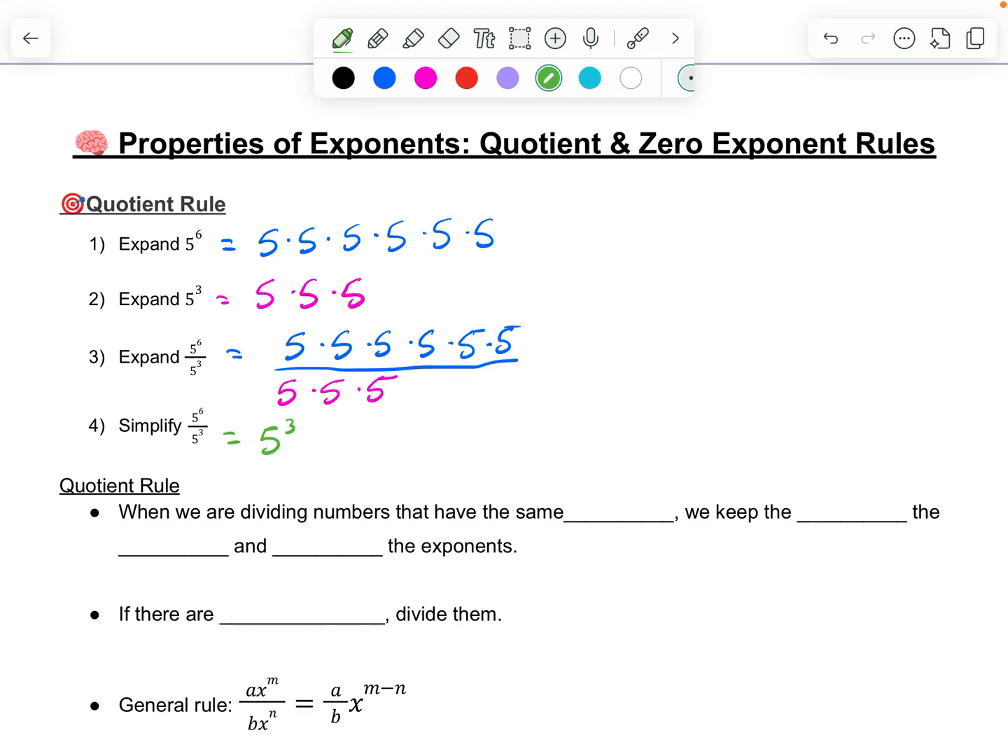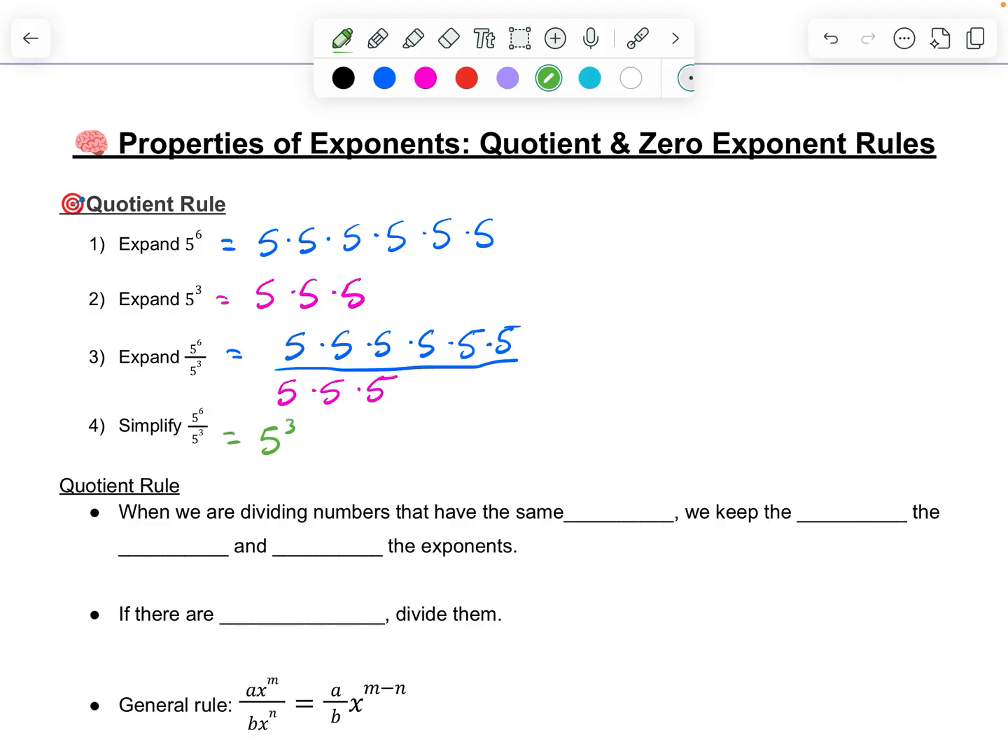Next, we're going to look at the quotient rule. So looking at how we expand, similar to what we've seen in the past, 5 to the 6, we have 6 5s there. 5 cubed, we have 3 5s there. And then we have 5 to the 6 over 5 cubed. So we expanded on top, and we expanded on the bottom. And then the simplified version there is 5 to the 3rd power.